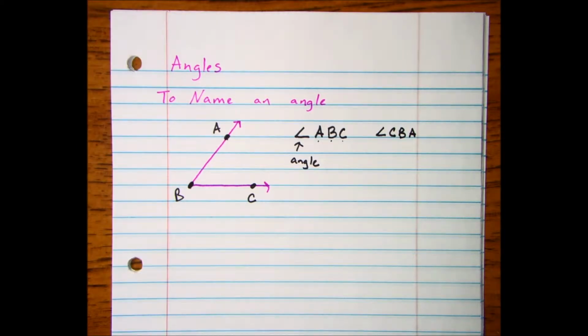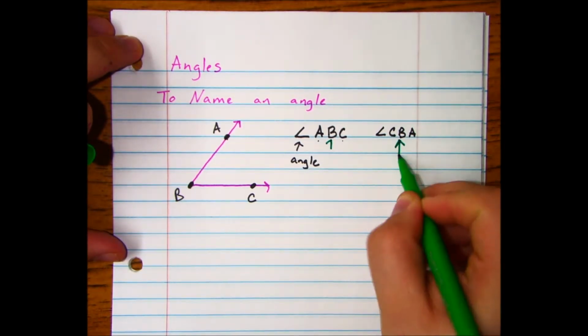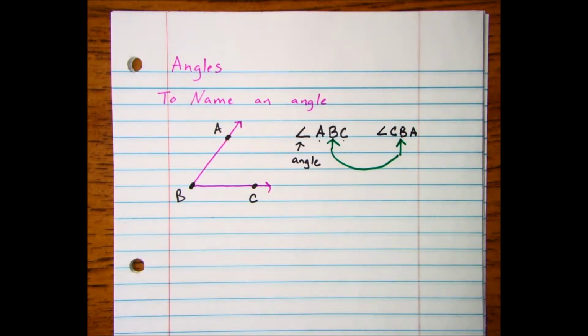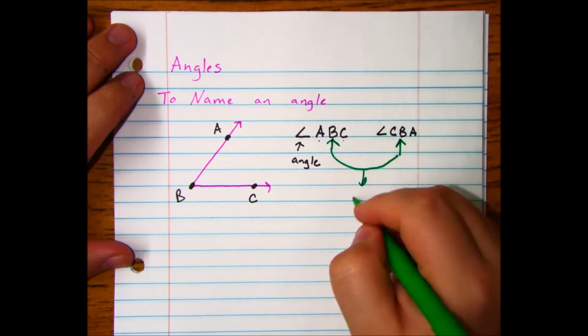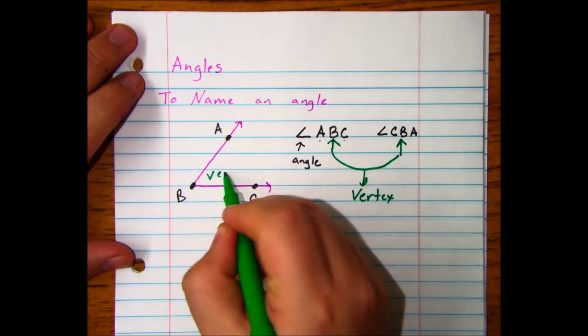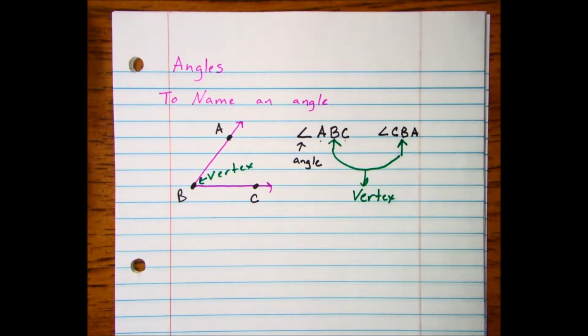Now I want you to notice that B, in both examples of the name, was in the middle. And remember, B was our vertex. B was our vertex. Okay? So notice that the vertex is in the middle of our name.